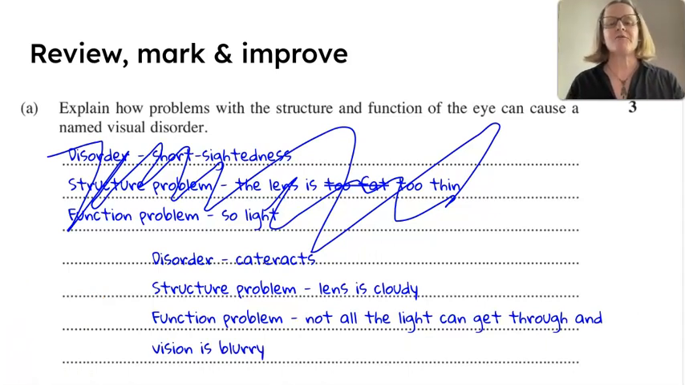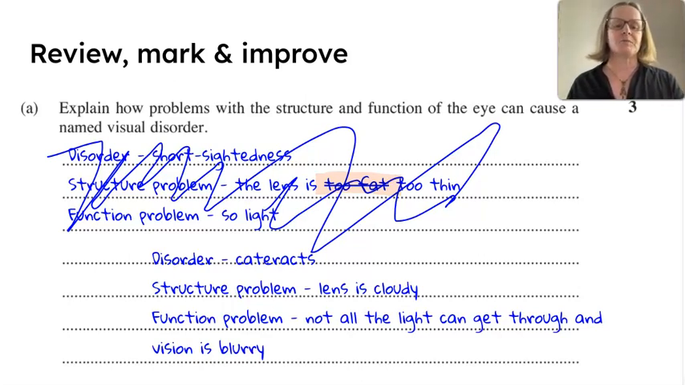So you can see a few things in this response. The first one is that the student started and then changed their mind. And I expect they changed their mind because something was going on here. They couldn't remember which way round short-sightedness went. So they've stopped, they've changed their mind. Now, as soon as you cross something out, it's essentially invisible to the examiner. So it doesn't really matter. If you've written it underneath there, it can't be marked.